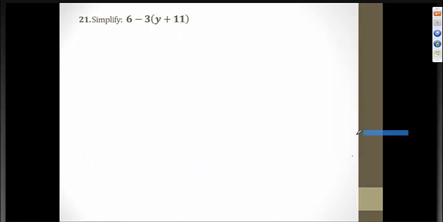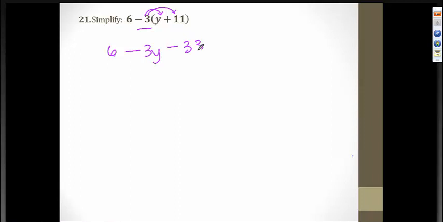So for this one, it says simplify. So we're first going to do what? The parentheses, right? But we can't really do anything there. So what do we need to do next? Multiply. We're going to distribute this negative 3 into the parentheses. So we have 6 minus 3y minus 33. Make sure that you are very careful about those signs, all right?